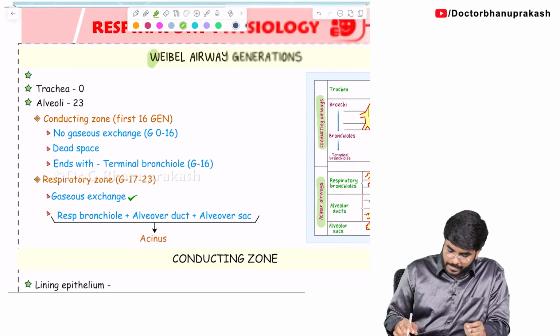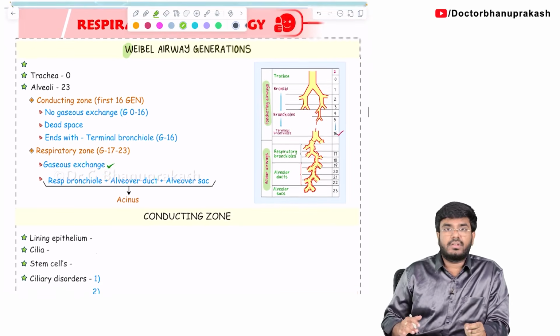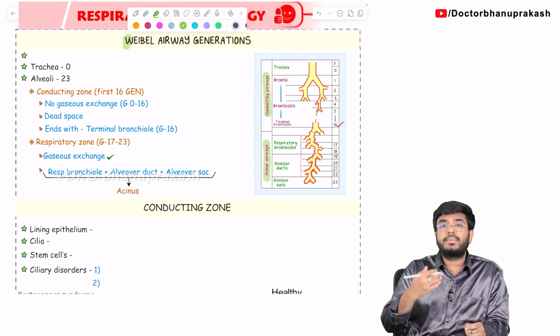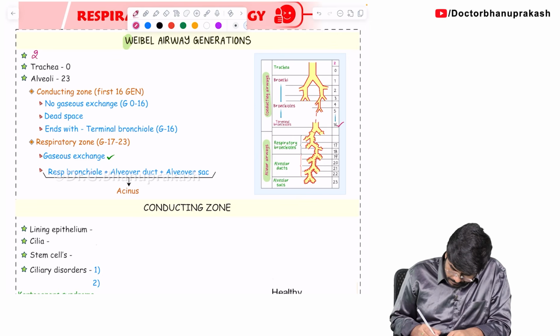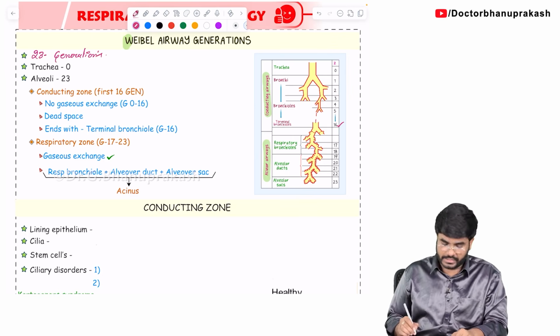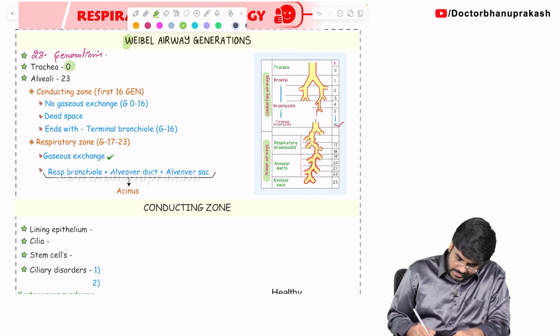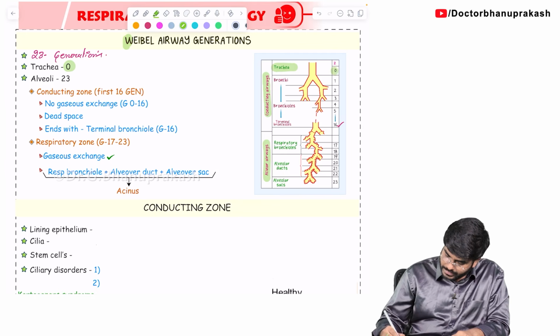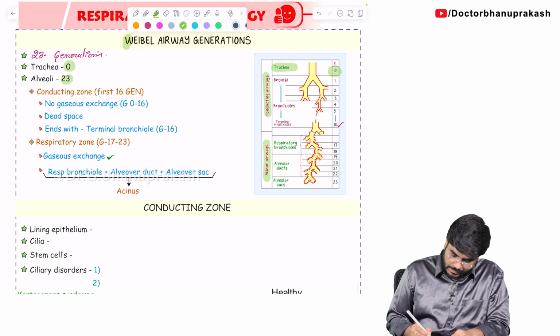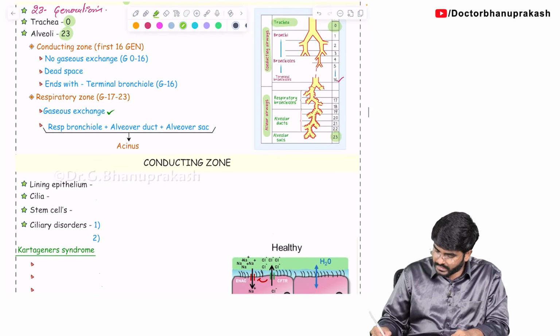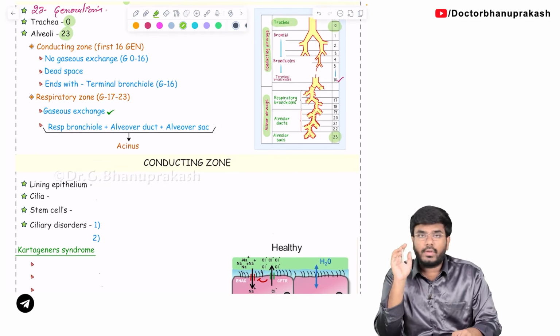So let's look at here. According to Weibel's airway generations, the entire respiratory tract is divided into 23 generations. Starting from 0, 23 generations are there. Trachea comes under generation number 0, and alveoli come under generation number 23. In the 23, there are alveoli present.